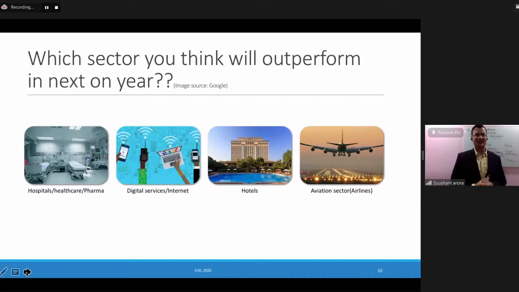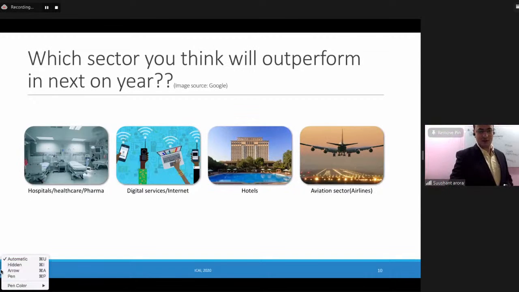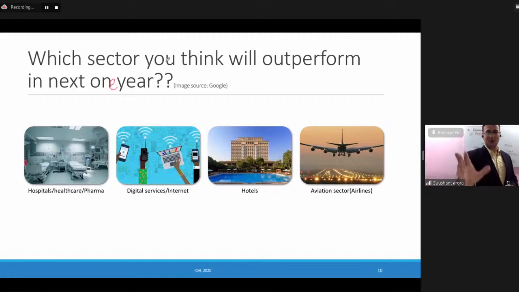Okay, in the next 1 year, so you can see hospitals, healthcare, pharma, digital services, internet, hotels, or the aviation sector.